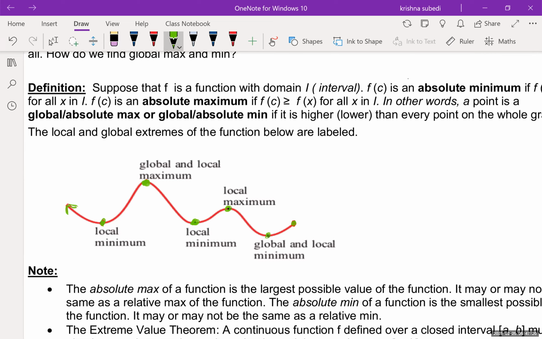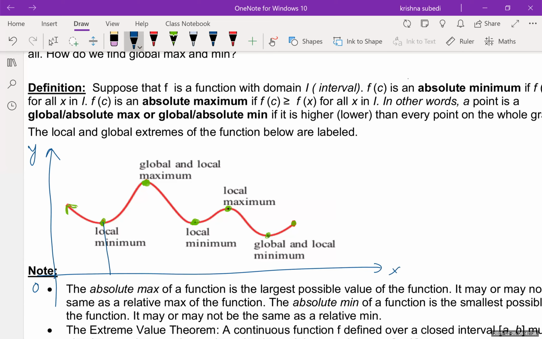Now here what we notice is that if I look at this, let me just put the graph here. For example, this is my y-axis and this is the x-axis. So this is A here. Let us suppose that this point is B, this point is C, this is D, this is E, and this is F, for example.